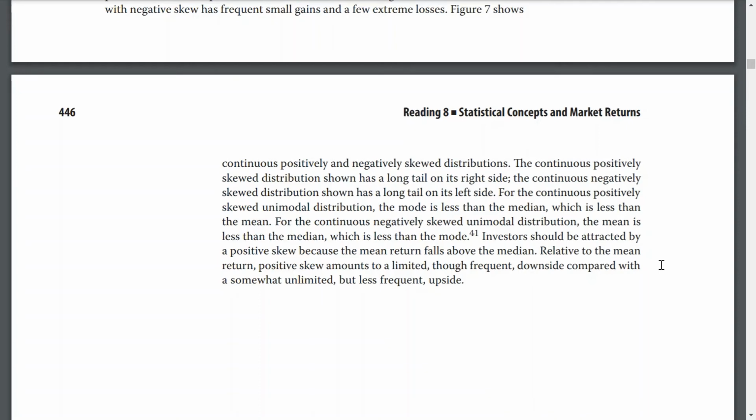For the continuously positively skewed unimodal distribution, the mode is less than the median, which is less than the mean. For the continuously negatively skewed unimodal distribution, the mean is less than the median, which is less than the mode. Investors should be attracted by a positively skewed distribution because the mean return falls above the median relative to the mean return. Positive skew amounts to limited, frequent downside compared with a somewhat unlimited but less frequent upside.